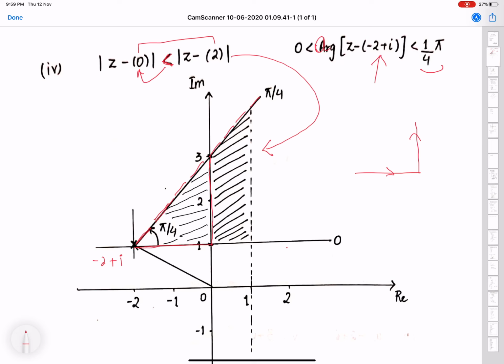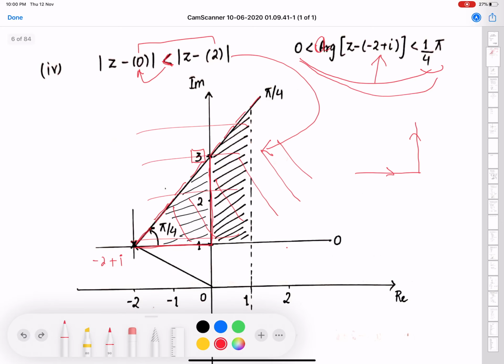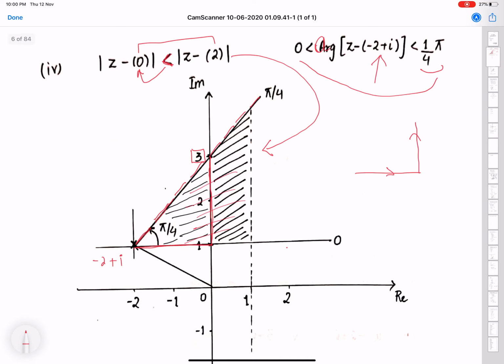So since we are going 2 units to the right, therefore we have to go 2 units in upward direction. And you need to mention this intercept. The line must pass through 3. Therefore, since the angle lies between 0 and 45, this will be the required shading for this argument, and this was the shading for the perpendicular bisectors. Therefore, we have to take the common region, and the common region is mentioned in black color. This is the common region.